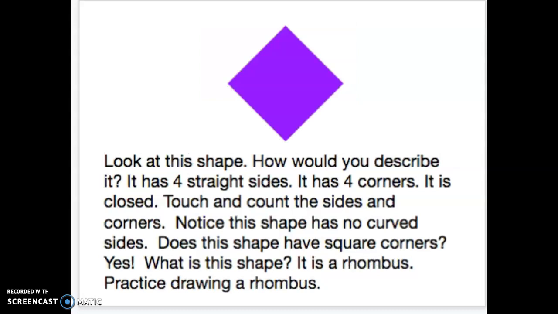Look at this shape. How would you describe it? It has 4 straight sides. It has 4 corners. It is closed. Touch and count the sides and corners. Notice this shape has no curved sides. Does this shape have square corners? Yes. What is this shape? This is a rhombus. Practice drawing a rhombus.